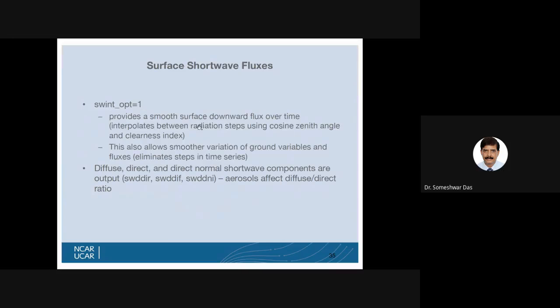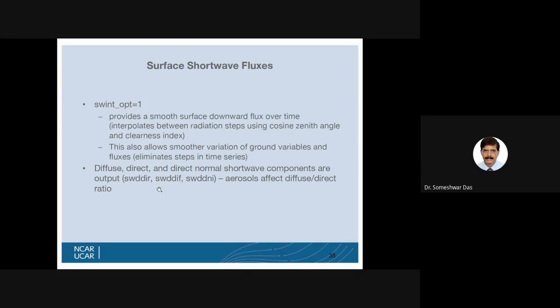The surface short wave flux is controlled by the parameter SWINT option equal to 1. Choose option 1, that means you are allowing for surface short wave fluxes. It provides a smooth surface downward flux over time, interpolating between radiation steps using cosine zenith angle and clearness index. This also allows smoother variation of ground variables and fluxes. It eliminates steps in the time series. It allows for diffuse, direct, and direct normal short wave components.